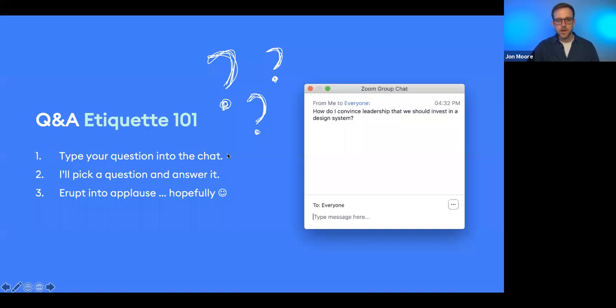All right, let's go with one final question from S. Calvert. And the question was, how would you go about applying a new design system to a pre-existing product?